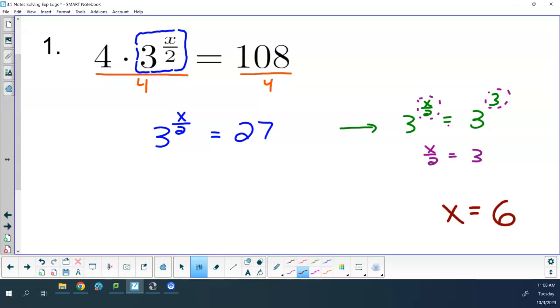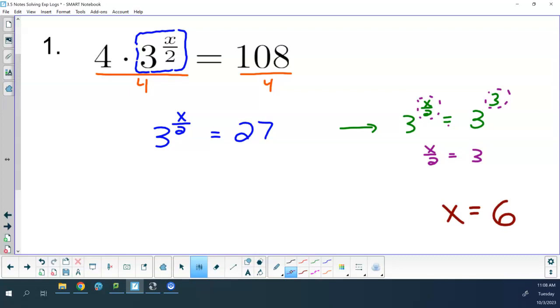Not always going to happen, because if this number here was not a power of 3, then I can't do it that way. It just so happened that I could write 27 as a base of 3 with an exponent. Okay? Sometimes a broken clock is right twice a day. Okay? In the cases where it doesn't work, then we have to switch forms with it.